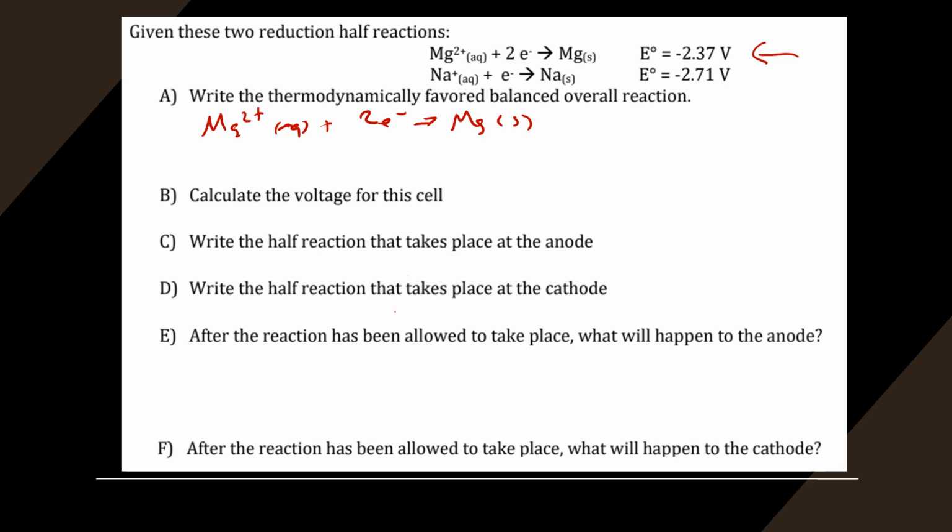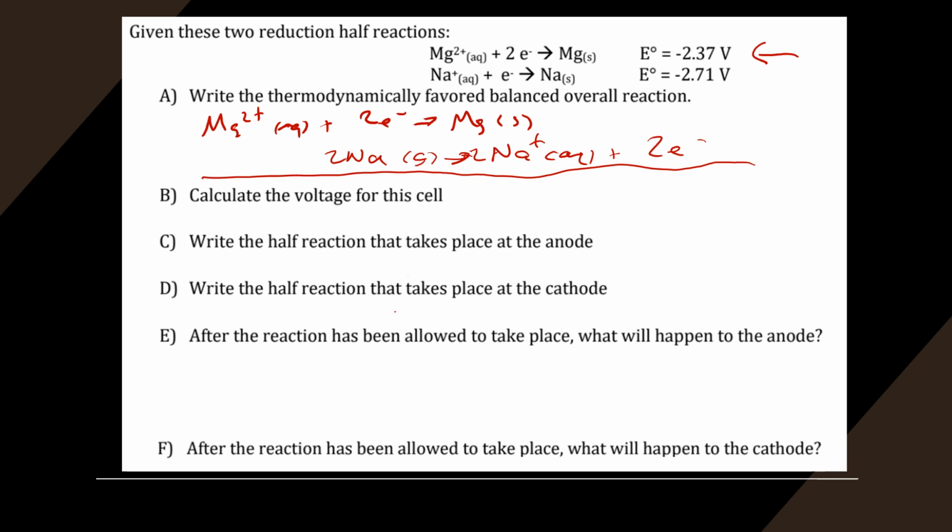Okay, so I need to flip this, so it's going to be 2Na solid produces 2Na 1 plus aqueous plus 2 electrons. So I'm going to add these together, and my 2 electrons cancel out on each side, so I'm left with the following.